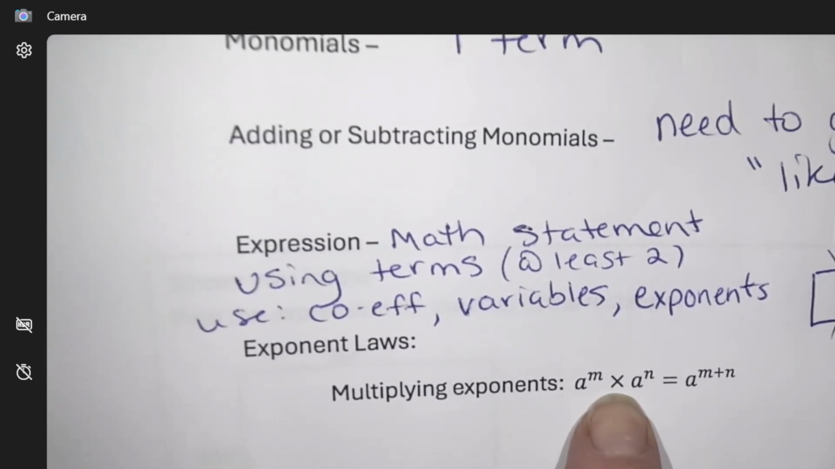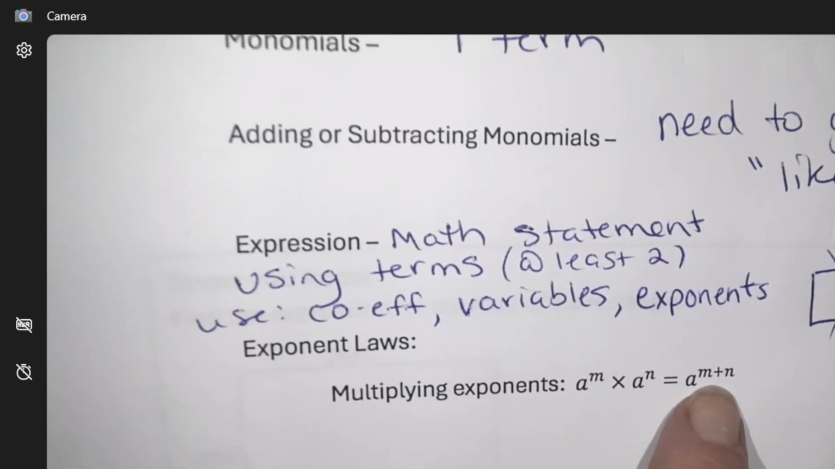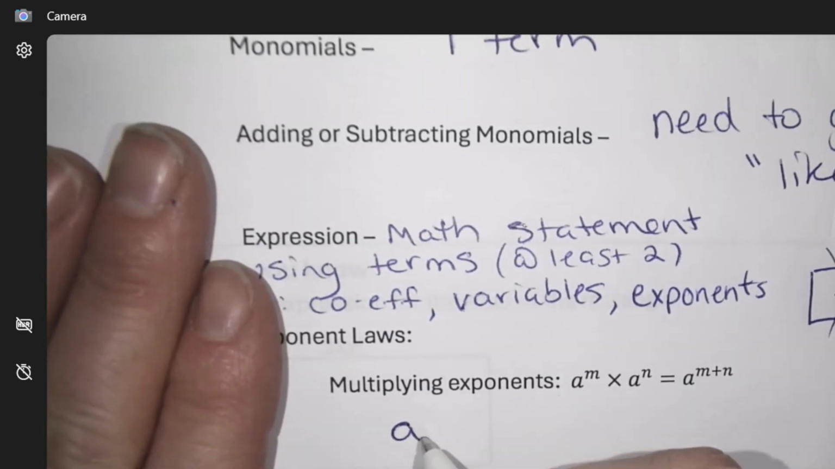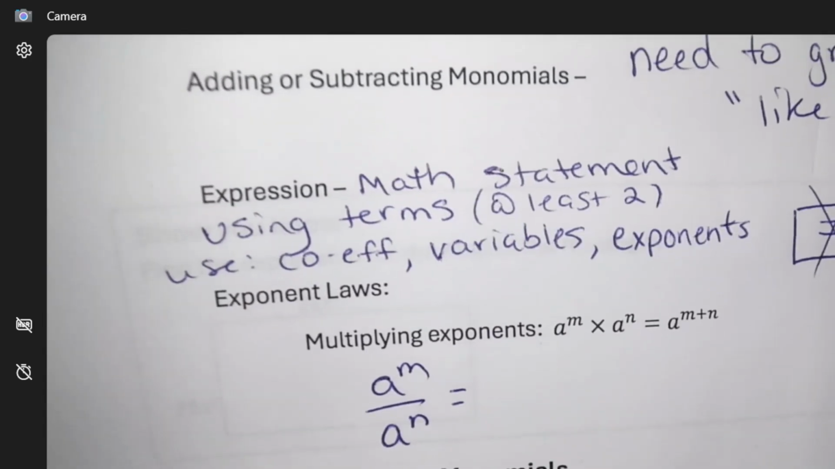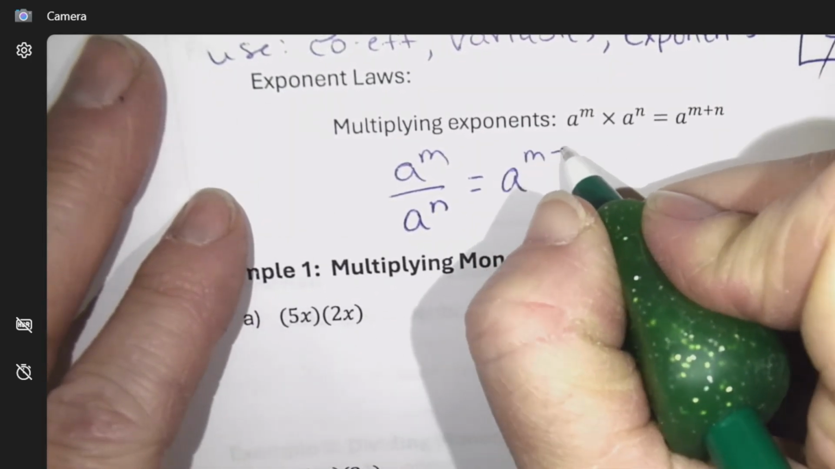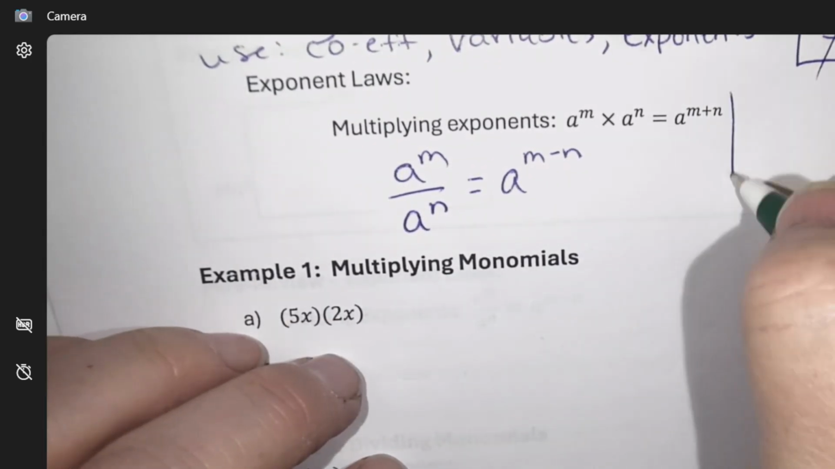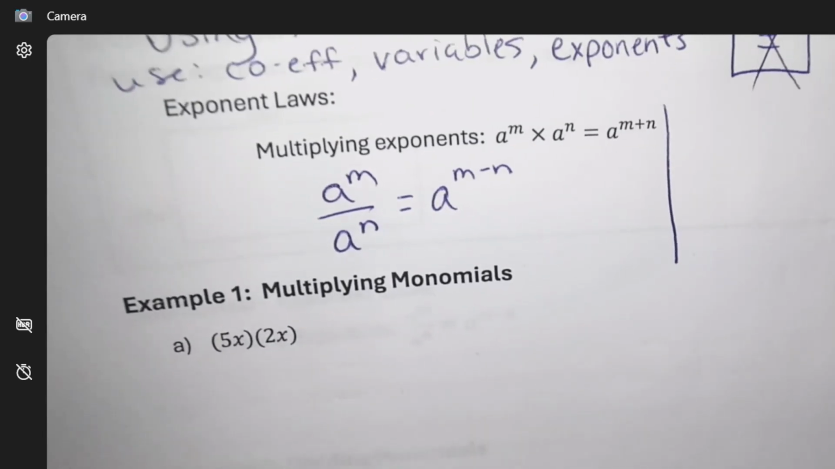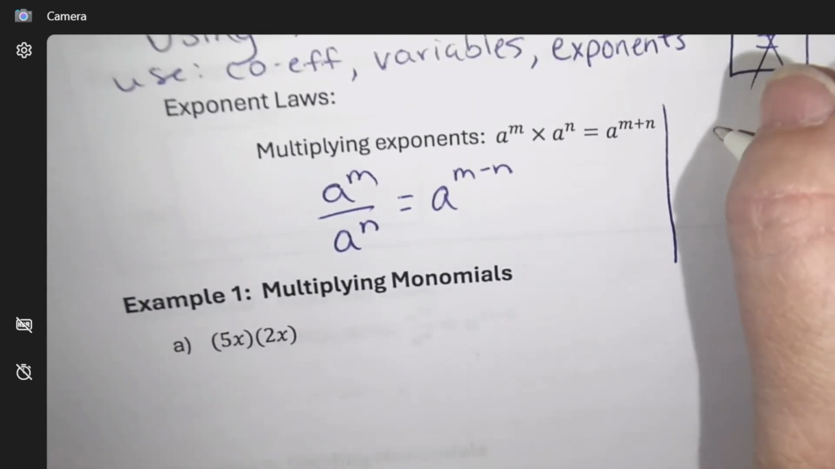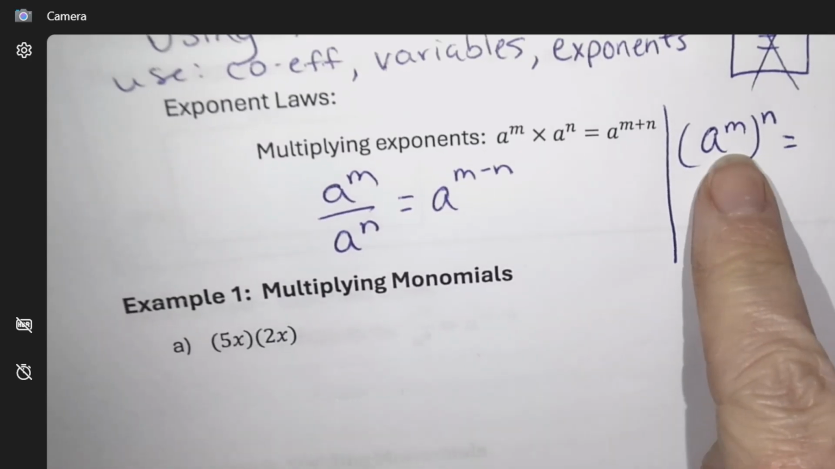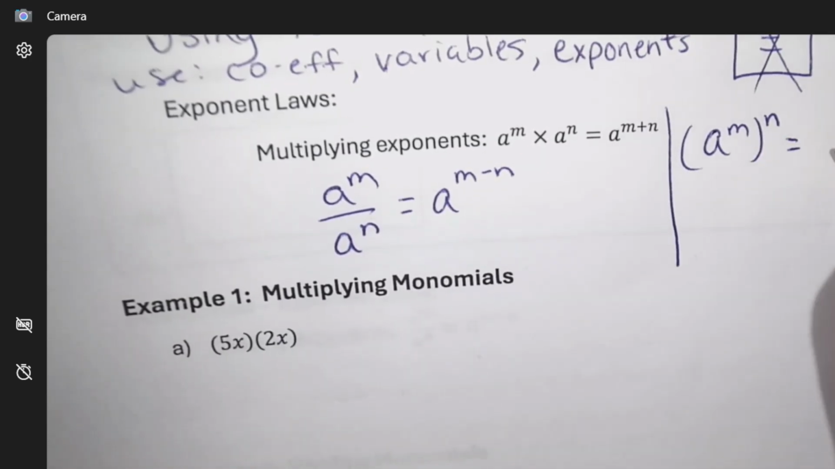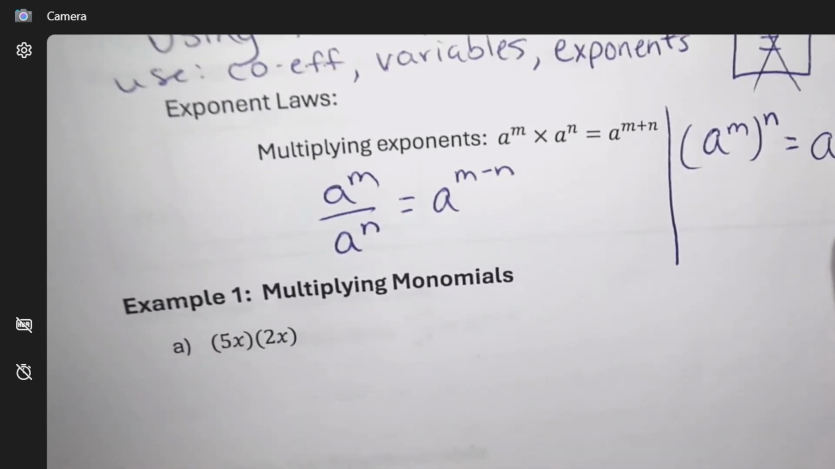Okay, and then let's recap the exponent laws. So what happens when you multiply? You add. What happens with division? Then we have to subtract. What happens when you have an exponent raised to another one? Then we multiply them.